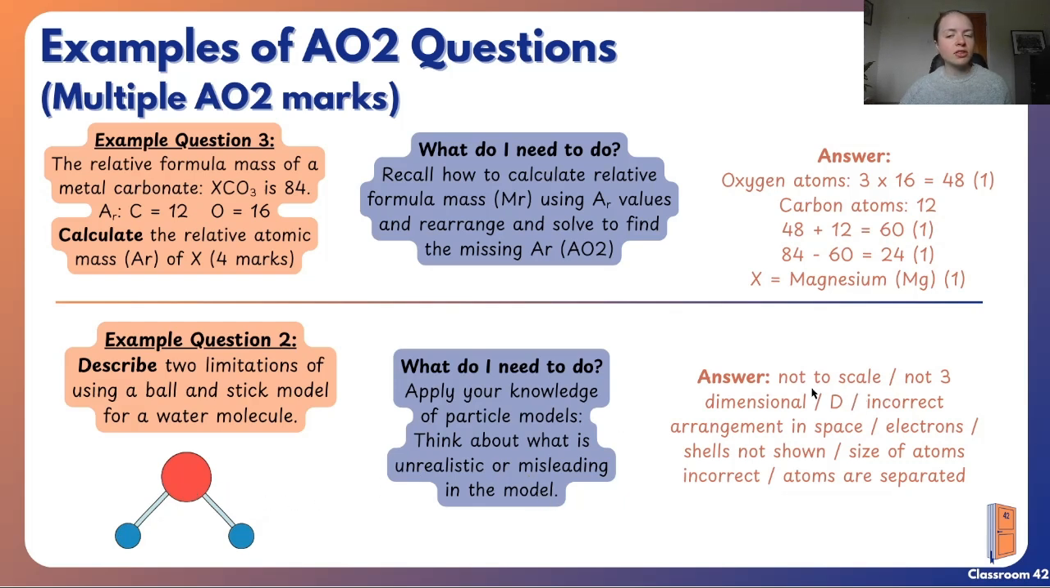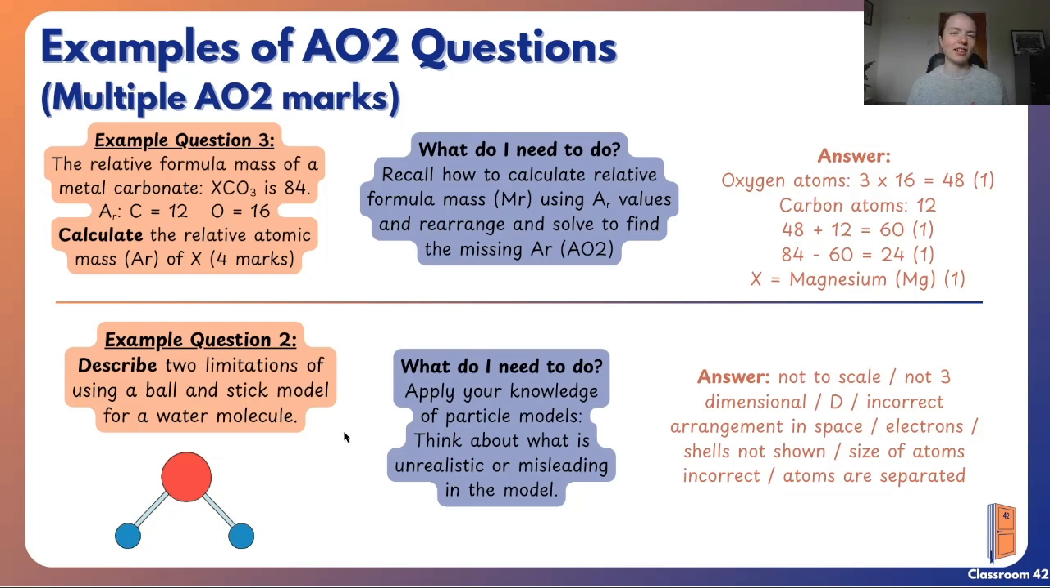So there could be things here such as, it's not to scale, so this isn't the size of the bonds or the atoms relative to each other necessarily. It's not 3D, and atoms and molecules are in 3D. The incorrect arrangement in space, so this isn't necessarily what it will look like in space, so it could be seen as misleading. There's no electron shell shown, so you can't see which electrons are bonding where. The size of the atom is incorrect, of course, and the atoms are separated in this molecule in a way which they wouldn't be in the actual molecule.